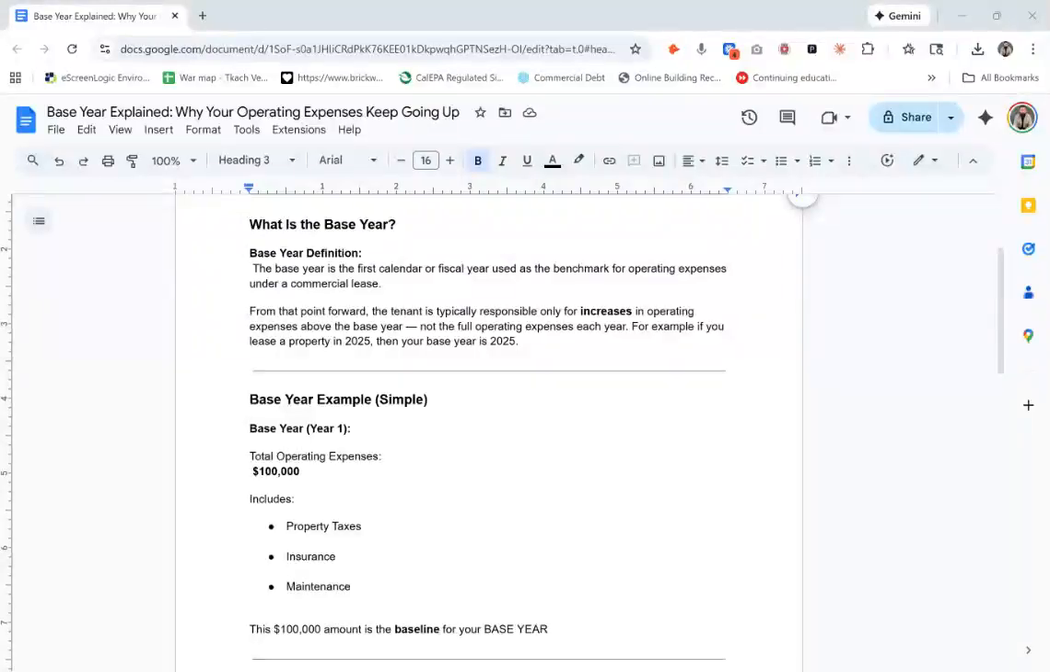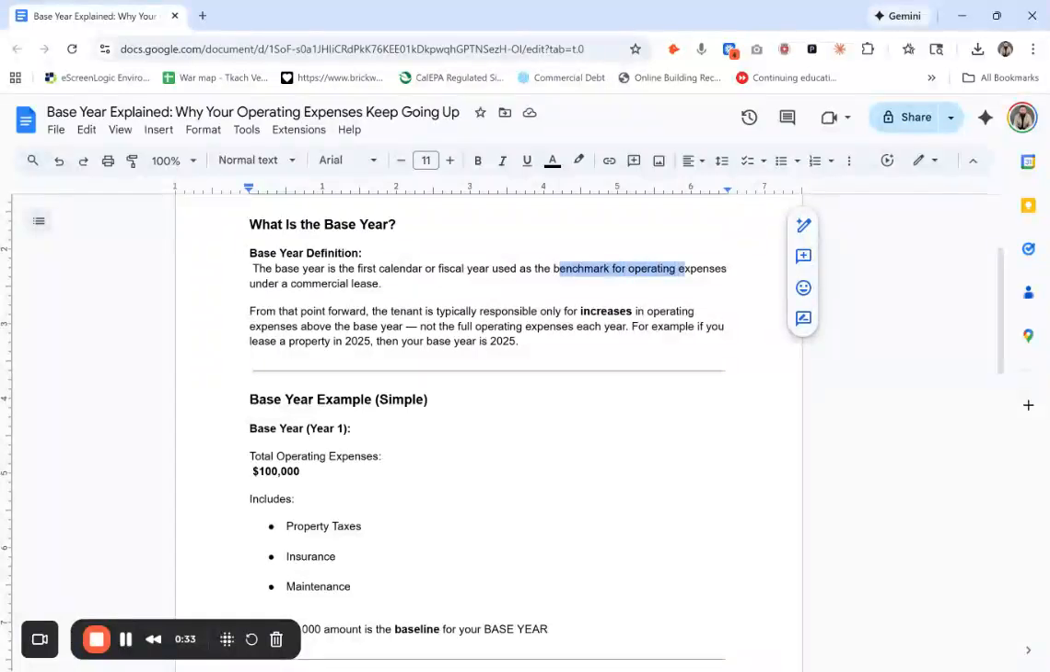Okay, so think of the base year as the first calendar year or fiscal year used as the benchmark for operating expenses. Once again, the year used as the benchmark for operating expenses under your lease. Okay? That's the definition. From that point forward, the tenant is going to be responsible only for increases in operating expenses above the base year. That's something that's very important to understand.